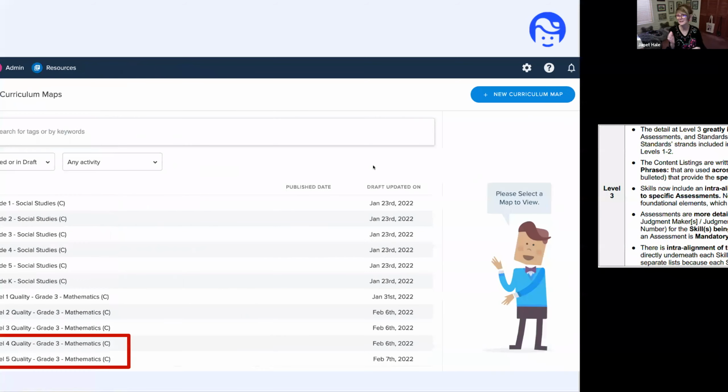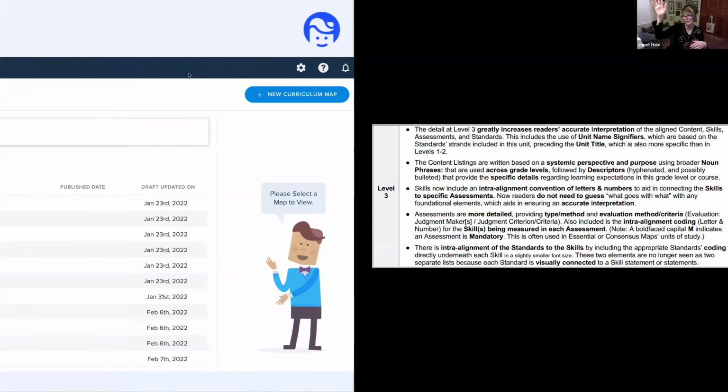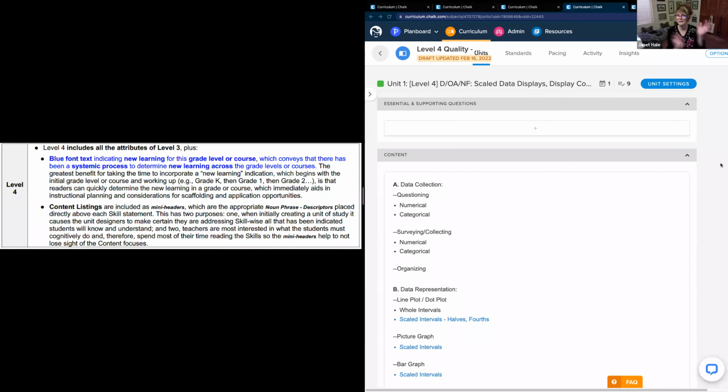You might even pick something from level 3 and a level 5, or you might pick something less. And so again, there's not a right or wrong. It's just that you have to clarify what quality is for you. So here's the biggest difference in a level 4.